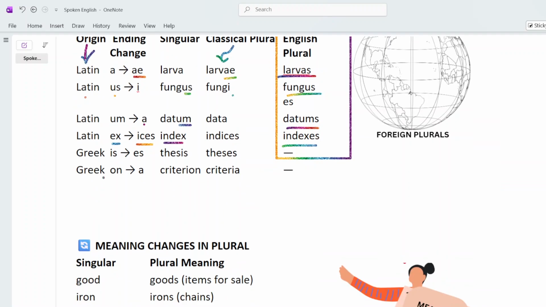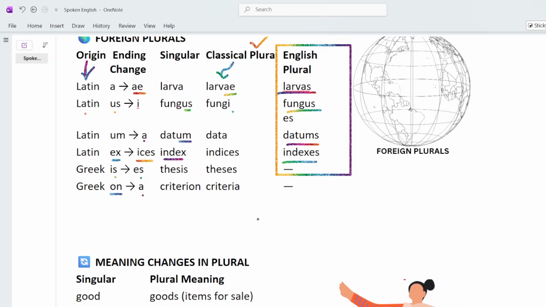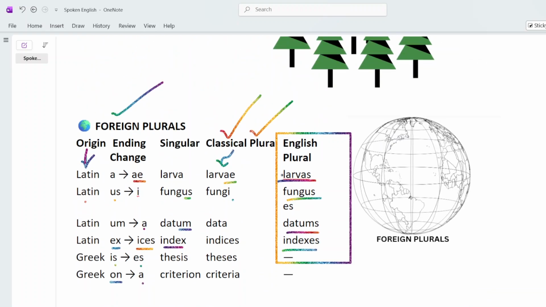Okay, great. There is a Greek rule where words, if they end with IS, the plural form takes the ES combination. Thesis, theses. Okay, criterion, criteria. If there is an ON, it takes an A in order to change to the classic plural form.